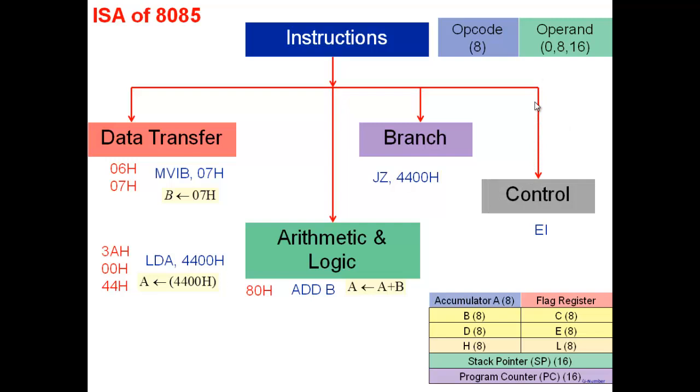Then there are control instructions, for things to be controlled, for example, interrupts and all of that. Okay, so four broad classes of instructions are there: data transfer, arithmetic and logic, branch, and then control. For example, enable interrupts, disable interrupts, and other things which have these control aspects. So these are the four classes of instructions that you see here.